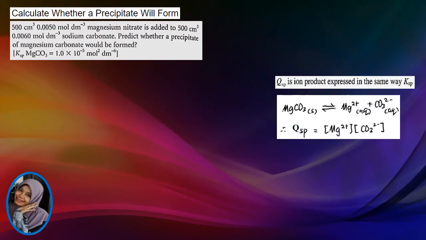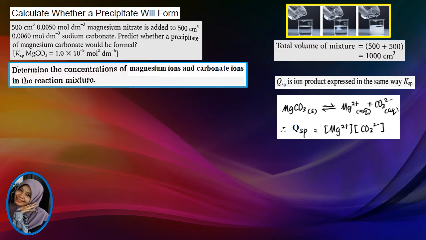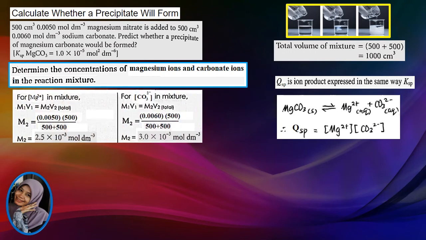Since magnesium carbonate is a slightly soluble salt, applying the equilibrium concept, solid magnesium carbonate is said to be in dynamic equilibrium with its aqueous ions, and the Qsp is equal to the concentration of magnesium ion times the concentration of carbonate ion, meaning that we need to know the concentration of these two ions. Students, please bear in mind that volumes add up when we mix solutions. We must use the total volume when determining the concentration of solute in the solution. So mathematically, we will get the concentration of magnesium ions and carbonate ions respectively.